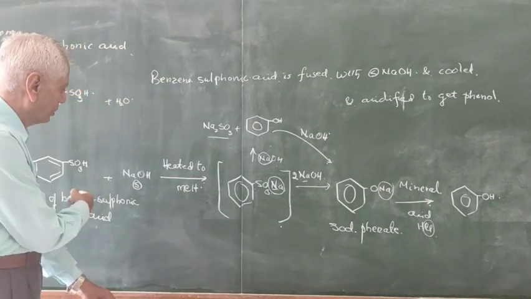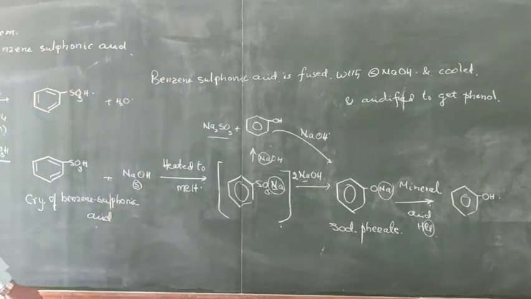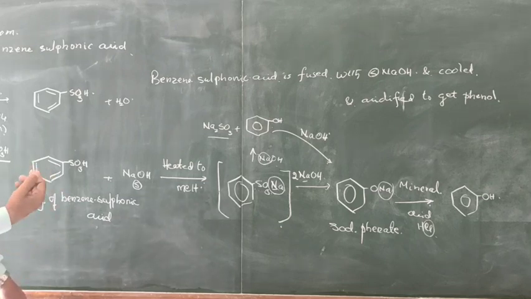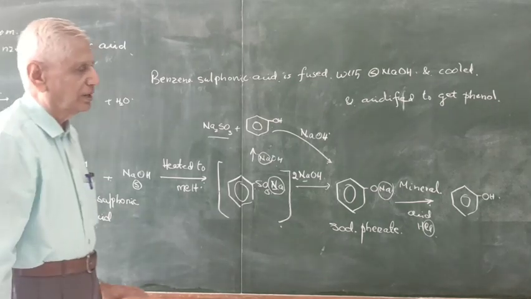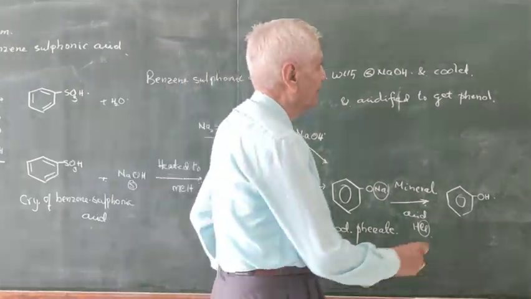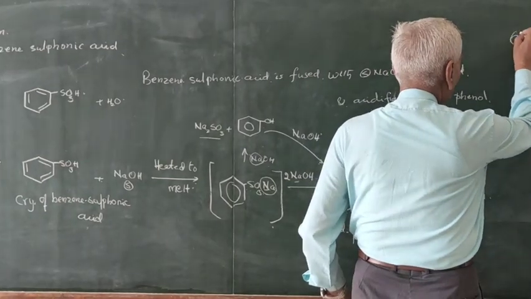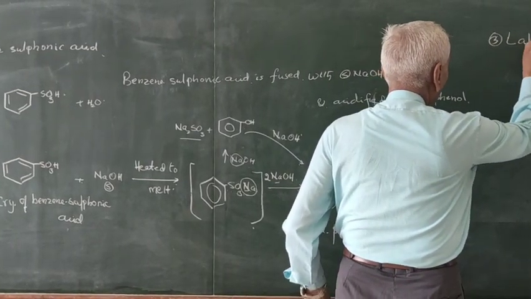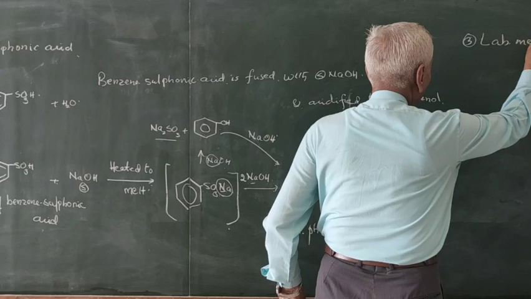So the sodium benzene sulfonic acid is fused with sodium hydroxide and the fused mass is cooled and then it is treated with mineral acid and you will get a phenol. So that is how phenol can be obtained starting from benzene sulfonic acid. So this is another method. Third method is usually prepared in laboratory. Lab method.